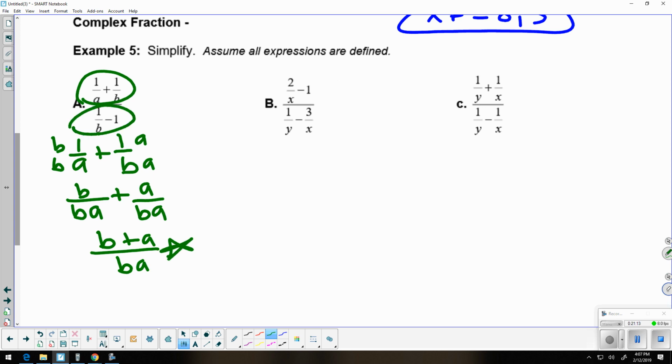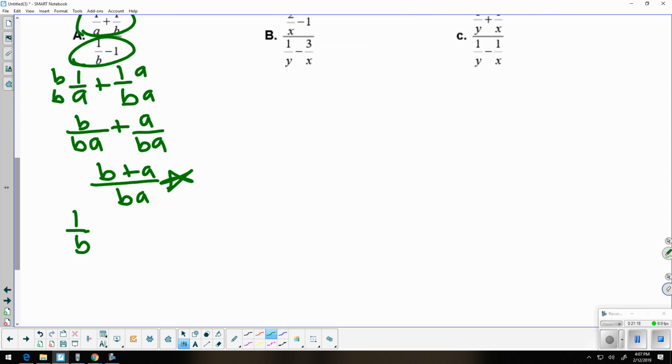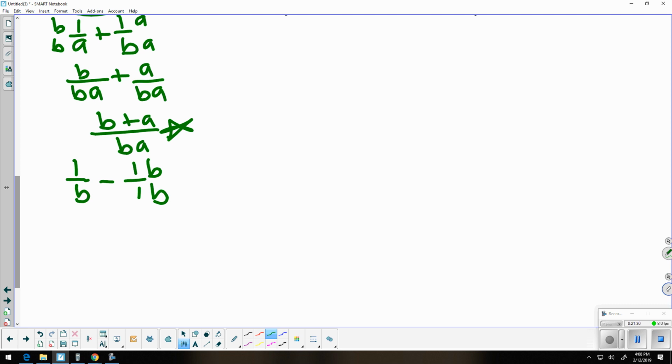Now let's take the bottom. Let's do that separately. So we're doing 1 over b minus 1. I'll just put it over 1. So again, subtracting with fractions, need a common denominator. The second one needs a b. So multiply the second fraction by b over b. So we have 1 over b minus b over b, and that would be 1 minus b over b. So there's my denominator.